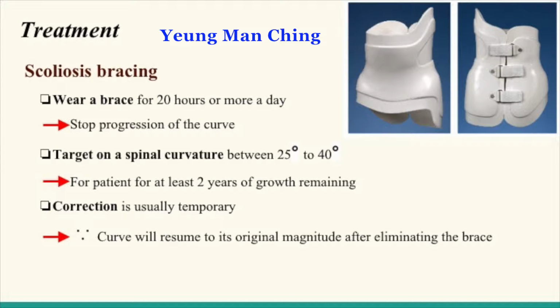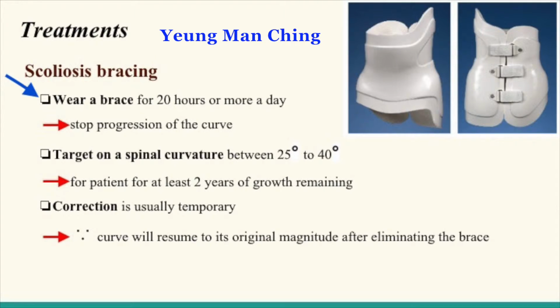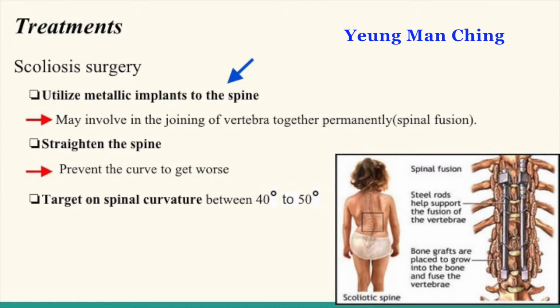We will introduce two treatments of scoliosis, which include scoliosis bracing and scoliosis surgery. For scoliosis bracing, patients need to wear a brace for 20 hours or more a day to stop progression of the curve. It targets a spinal curvature between 25° to 40°, and patients with at least 2 years of growth remaining. The correction is usually temporary. The curve will resume its original magnitude after removing the brace.